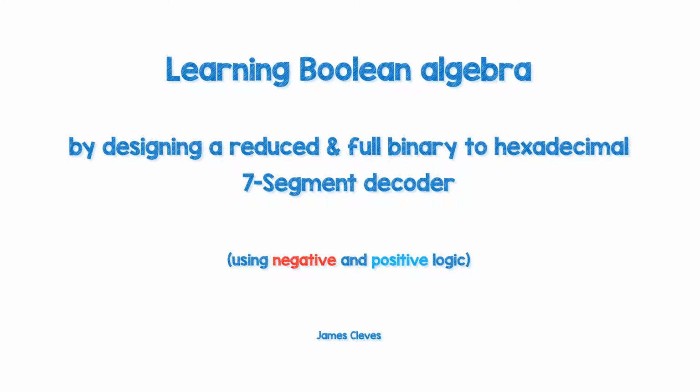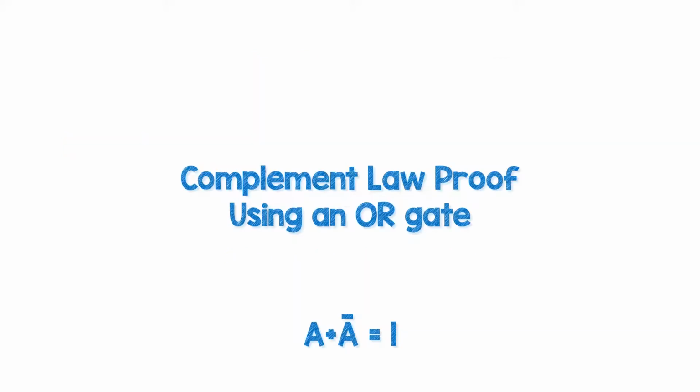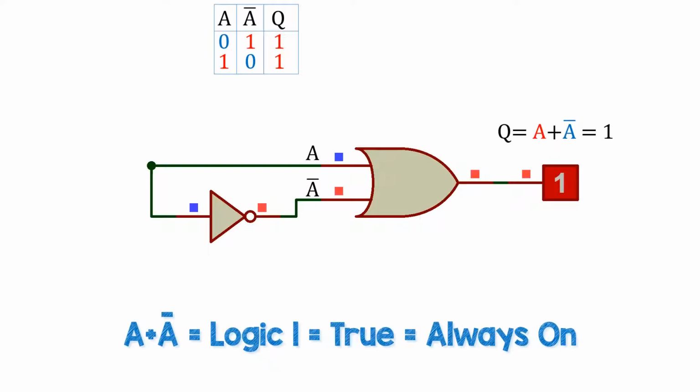Learning Boolean algebra by designing a reduced and full binary to hexadecimal 7-segment decoder using negative and positive logic techniques. First we'll look at the complement law proof using an OR gate where A or not A equals 1.